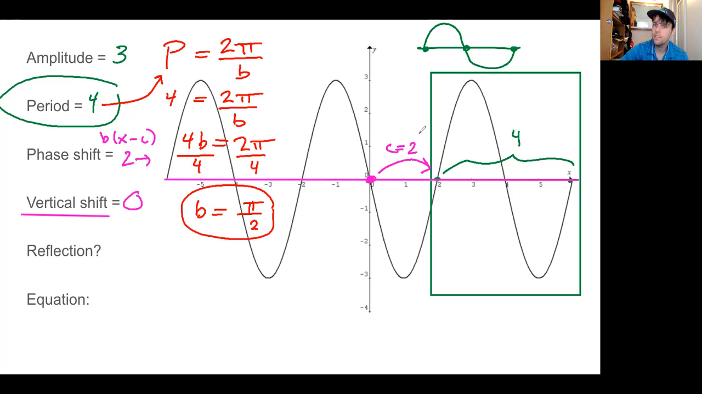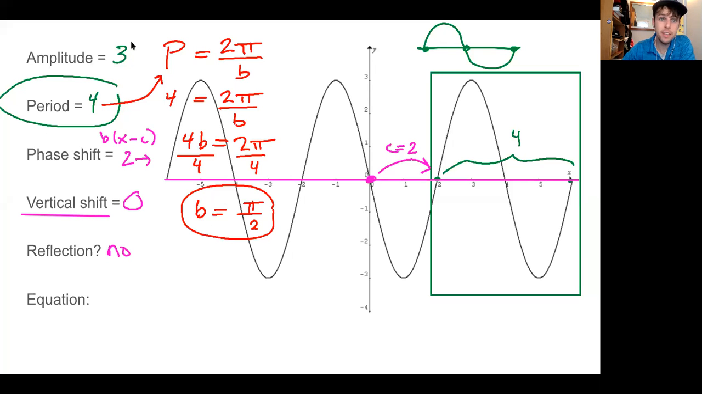Again, we decided to write this as a standard sine curve. We didn't reflect it or anything. So there is no reflection based on the period that we chose. From there, let's look and see how we can put all this together and write our equation.